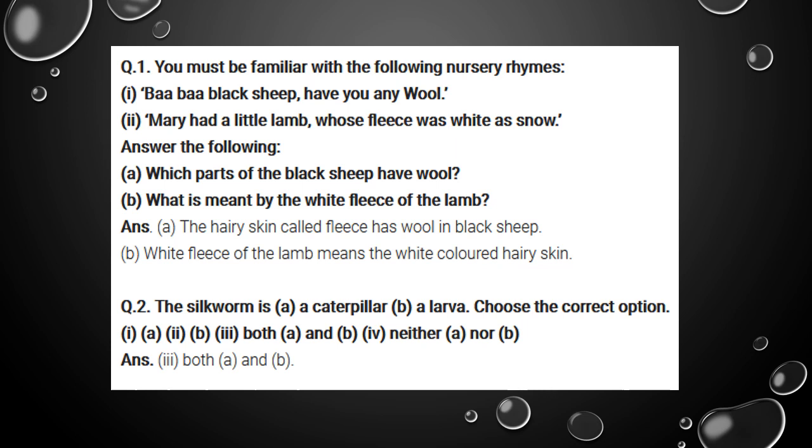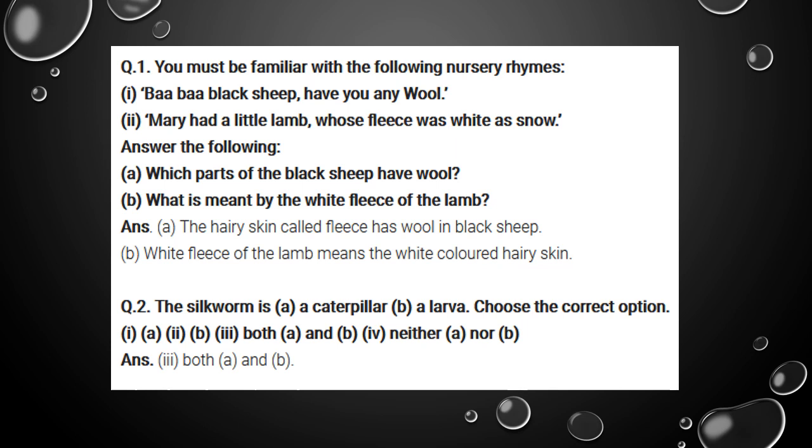B. What is meant by the white fleece of the lamb? Answer. White fleece of the lamb means the white colored hairy skin. Question 2. The silkworm is A. a caterpillar, B. a larva. Choose the correct option. Number 1, A. Number 2, B. Number 3, both A and B. Number 4, neither A nor B.